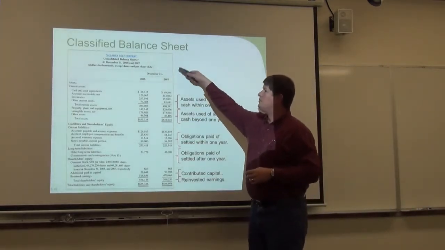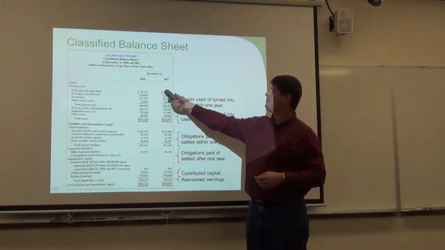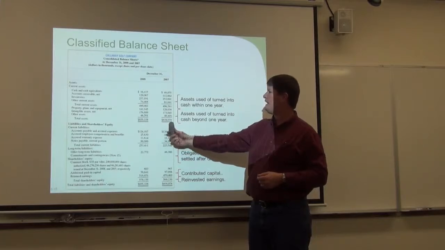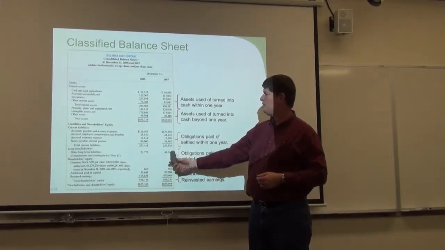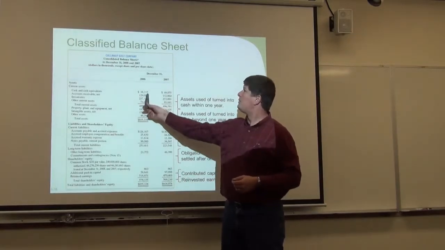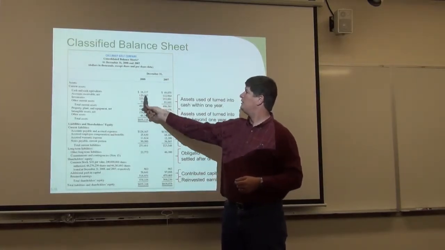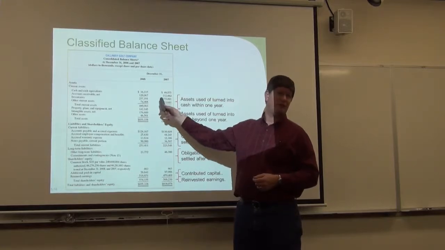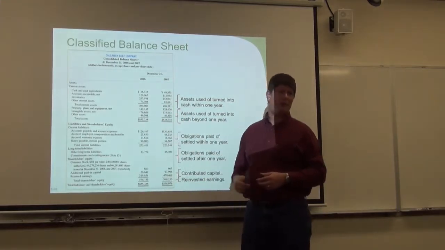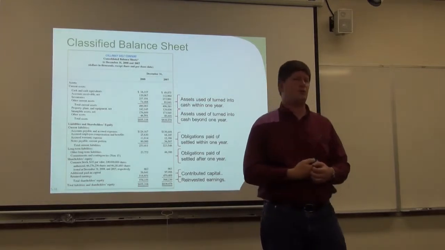Classified balance sheet. You guys have seen this. We did one tonight, right? Assets, current assets, property, plant, and equipment, total assets, current liabilities, long-term liabilities, stockholders' equity, right? Notice this is a comparative showing this year and last year side by side. Sometimes it's very helpful to look at the two because you can see, am I doing better this year or am I doing worse?